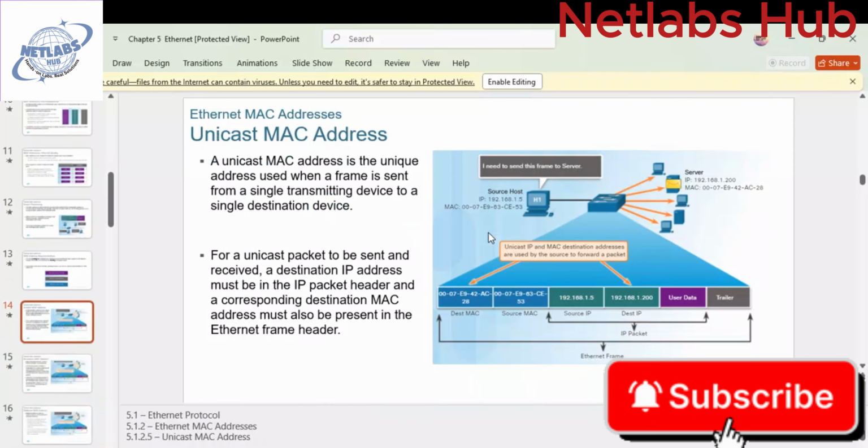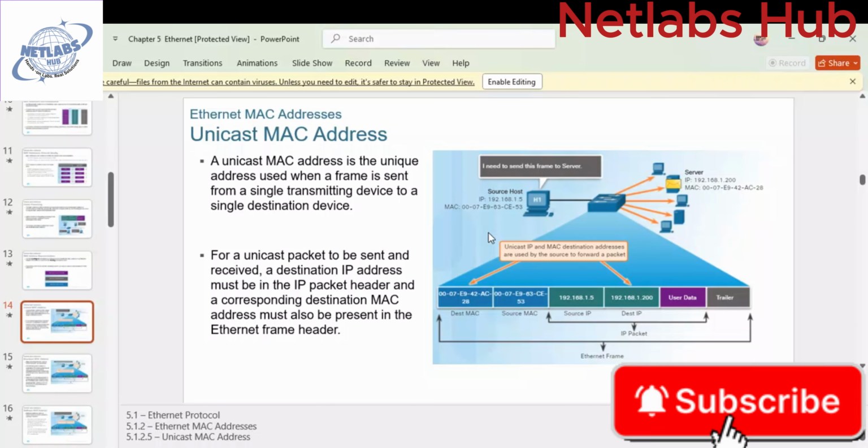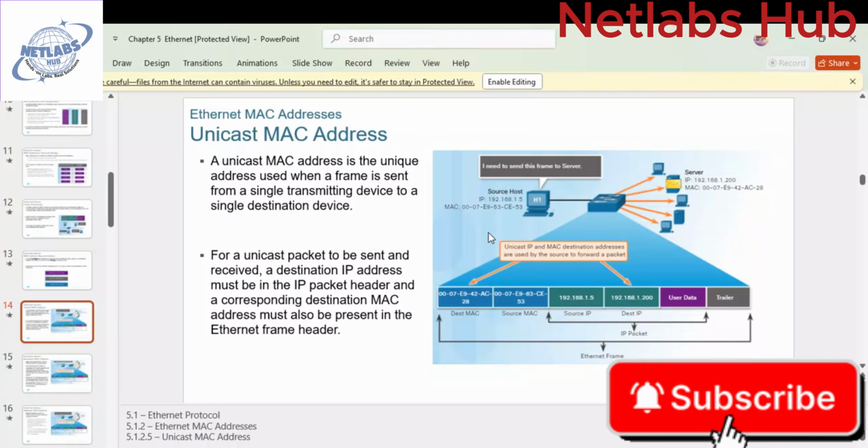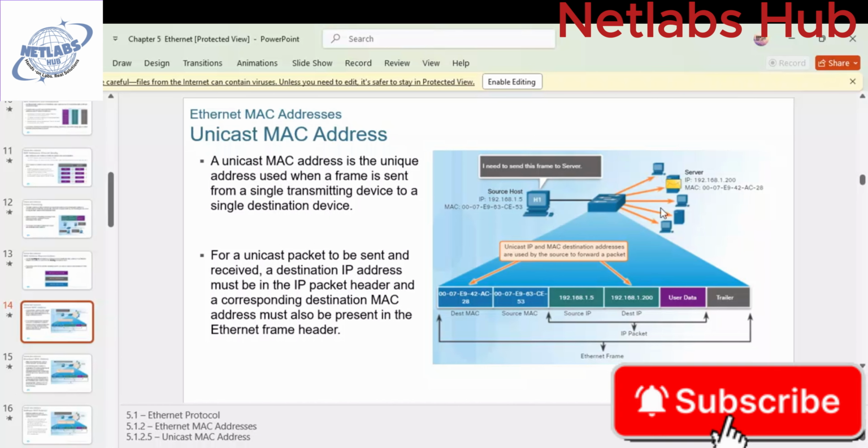So we've got 2 scenarios here. We've got unicast MAC address, multicast MAC address and broadcast MAC address. What happens to these types of MAC address in the Ethernet structure? A unicast MAC address is a unique address used when a frame is sent from a single transmitting device to a single destination. That is one-to-one. In this scenario, the frame will be delivered.